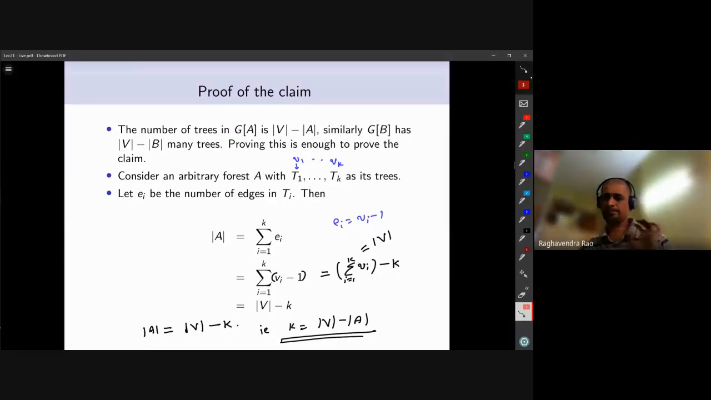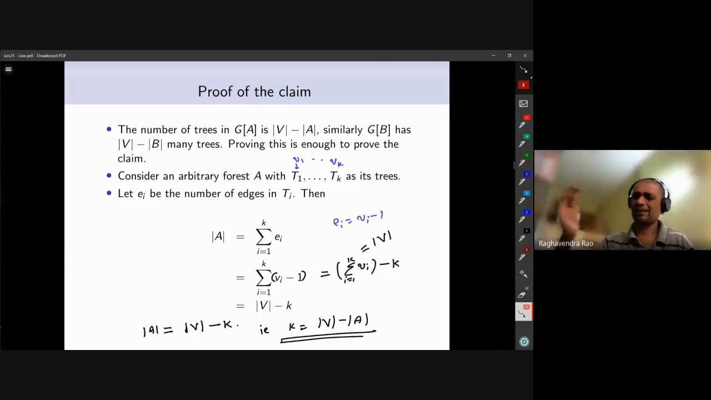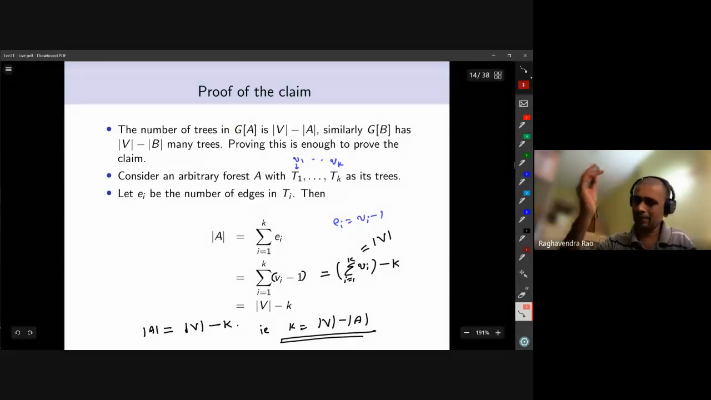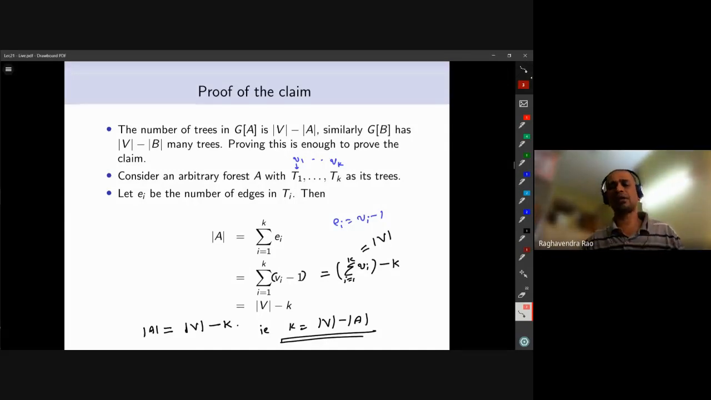Sir, can you define G of A then? It's the graph induced by A. I'm just using A itself. If you include only the edges in A, how does the graph look? That is it.